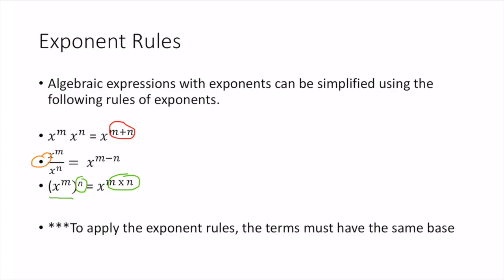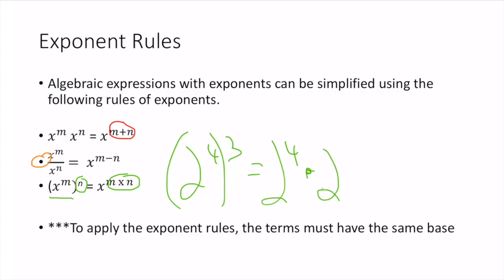If I were to rewrite that one, 2 to the power of 4 raised to 3, and write this out the long way, it would be 2 to the 4 times 2 to the 4 times 2 to the 4. Now this would be 2 to the 4 plus 4 plus 4, which would still be 2 to the 12. So real quickly, those are exponent rules, and we will have to use those on this section of the test.